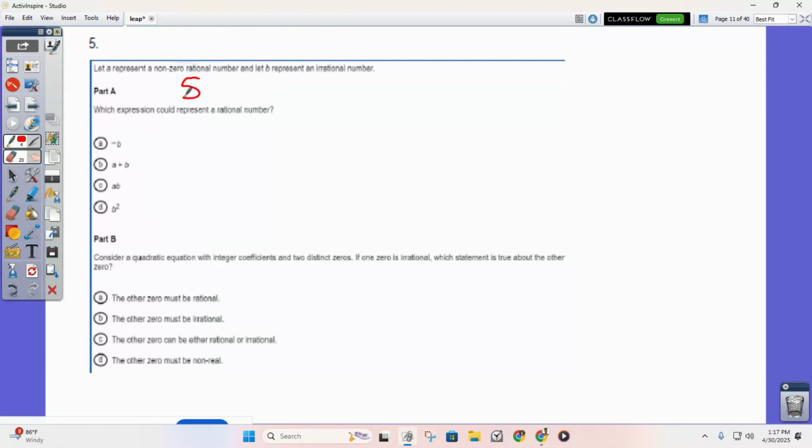An irrational number is a number that does not terminate or repeat decimal, but it's a decimal that goes on forever. Examples would be pi or a square root of some number that's not a perfect square, like square root of 2. Let's use square root of 2 for this problem. Which could represent a rational number? If I took my b, which is square root of 2, and change to a negative in front of it, is it going to be rational or will it still be irrational? It's still going to be irrational.